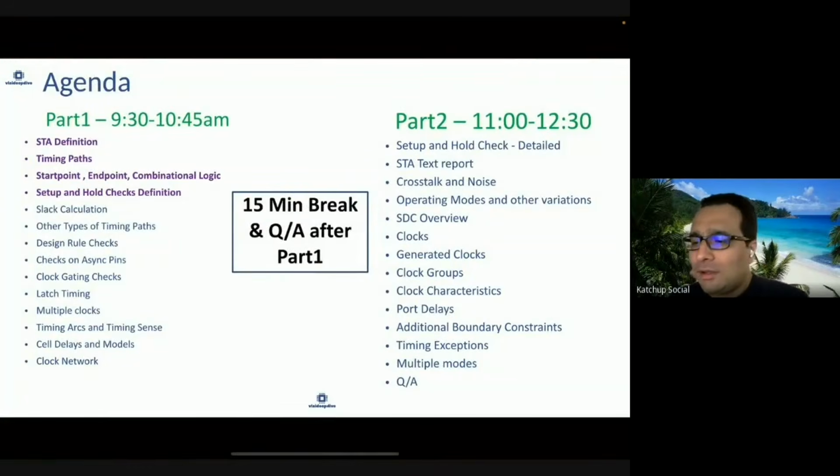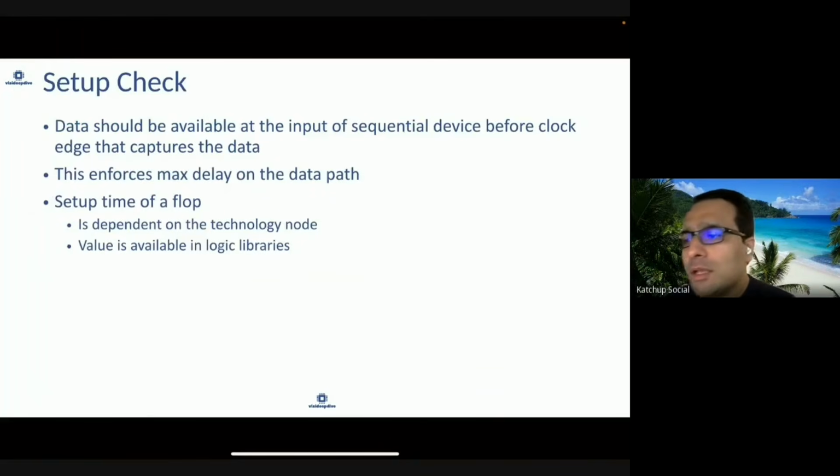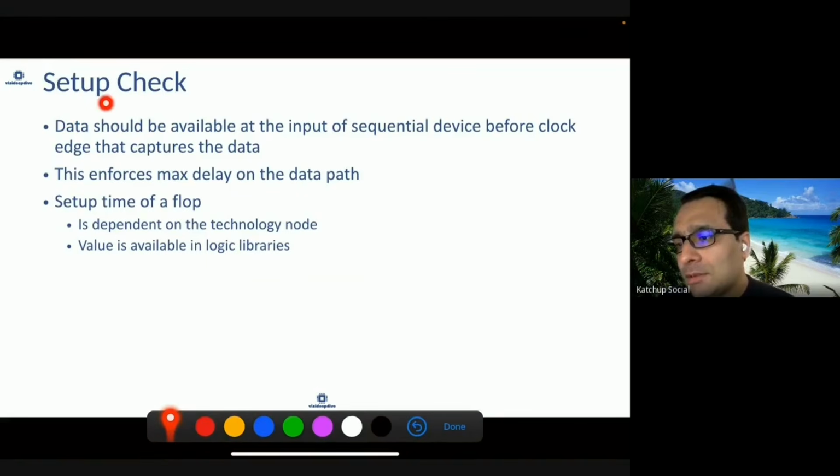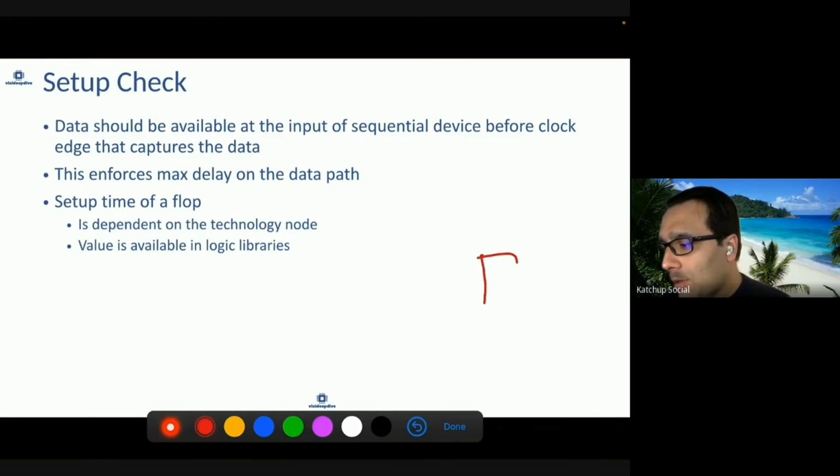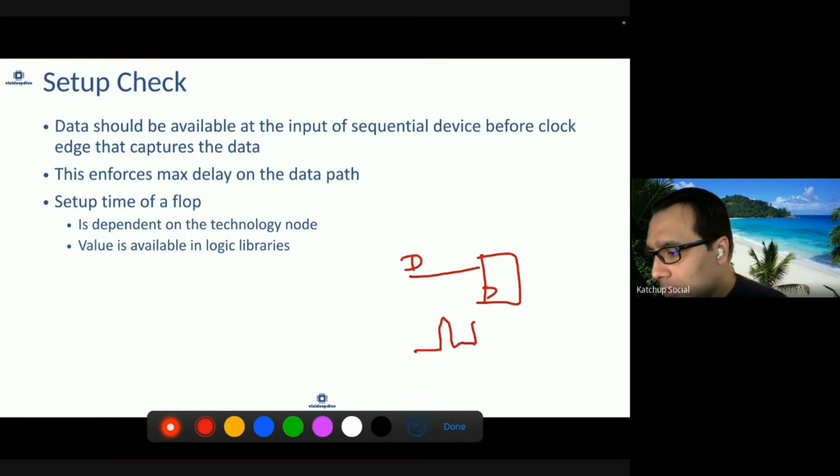Now let's revisit our basics of setup and hold check. What does that mean? So setup check means that data should be available at the input of the sequential device sometime before the clock edge that captures the data. So let's say you have a flop here, and this is data, and let's say this is clock. Oops. Let me draw a better clock.